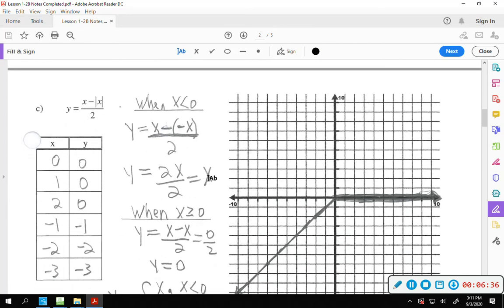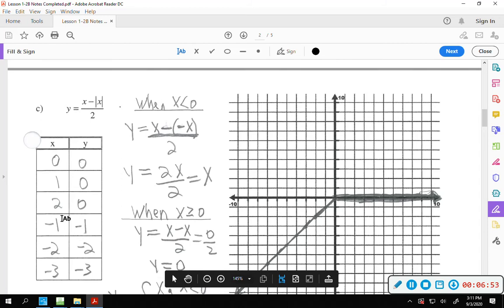C is very similar. Again, we will see this function again. Notice now, I can point plot this. If I plug 0 in, I get 0 out. If I plug 1 in, I get 0 out. If I plug 2 in, I get 0 out. It looks like it's always 0. But to the left, it's not.